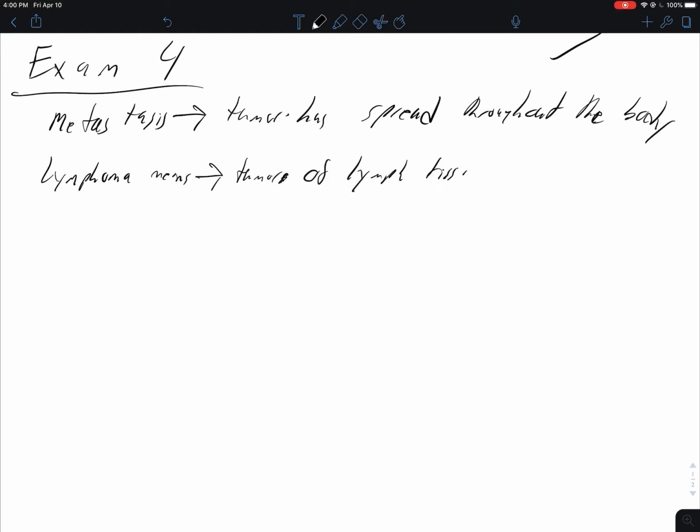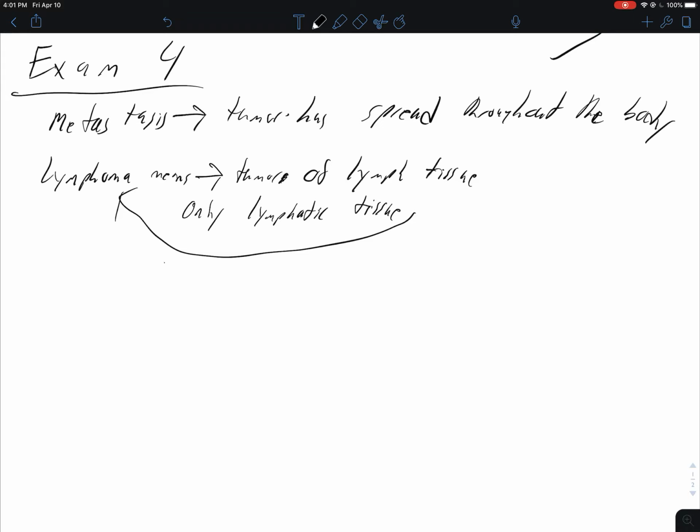lymph tissue. So if cancer is suspected and the lymph node is removed and they find only lymphatic tissue, then that tells us it's lymphoma. It tells us there's some cancer, but it doesn't tell us that cancer has spread or has metastasized, because it's the tissue that's already supposed to be there, right?